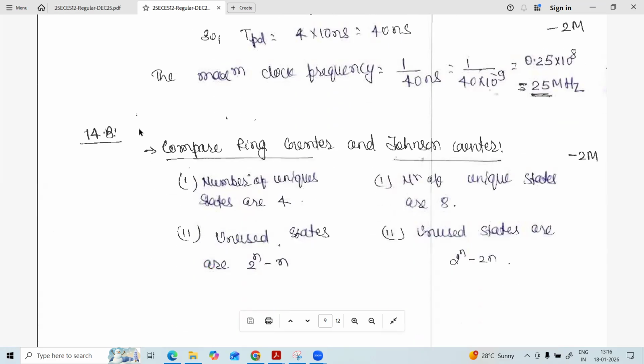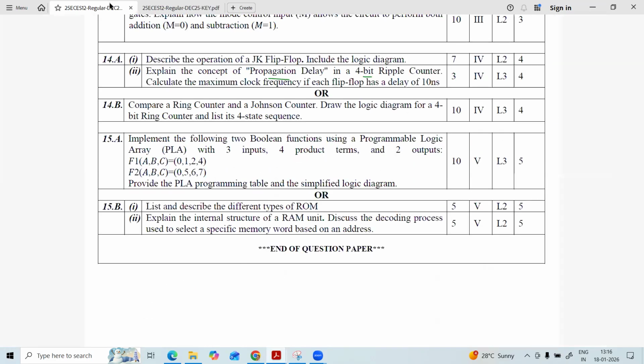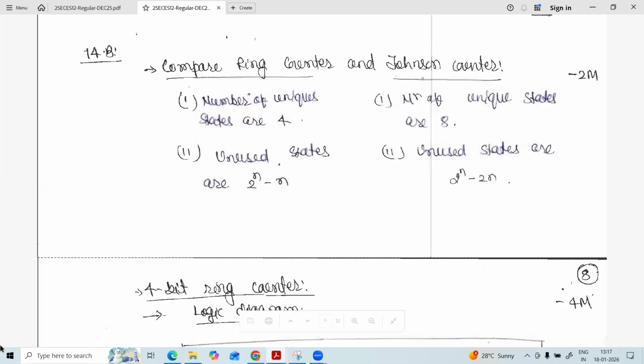Next question we have 14b. That question is: compare ring counter and Johnson counter. Draw the logic diagram for 4-bit ring counter and Johnson counter, 4-bit, 4-state sequence. So we have to use the 4-state sequence, which means we have to use 4 flip-flops here.